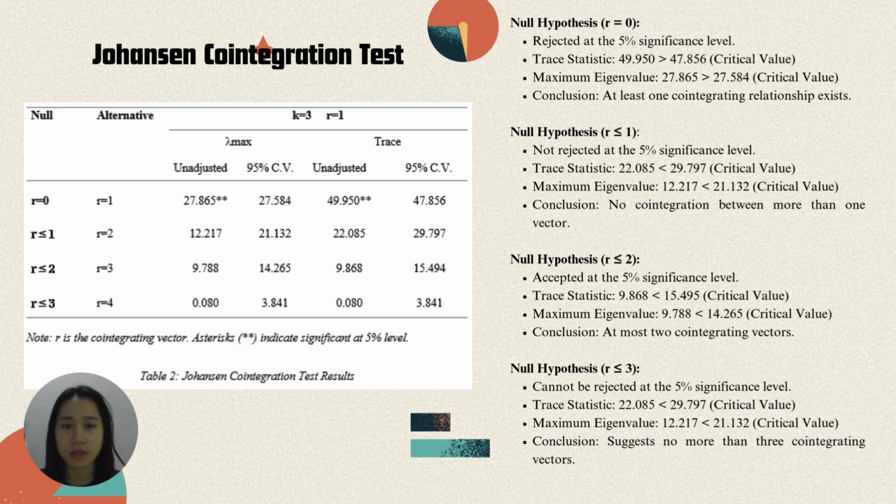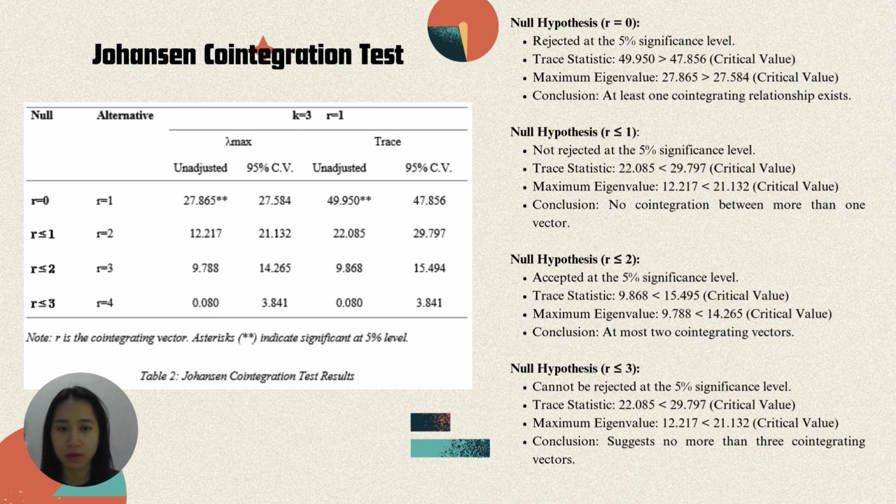For the null hypothesis r less than 2, the result confirmed that we also fail to reject the null hypothesis, as both the trace statistic of 9.868 and the maximum eigenvalue of 9.788 are smaller than their respective critical values, that is 15.495 and 14.265. This indicates that there is no evidence for more than two cointegrating vectors.